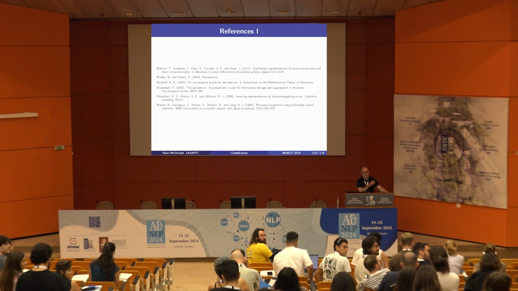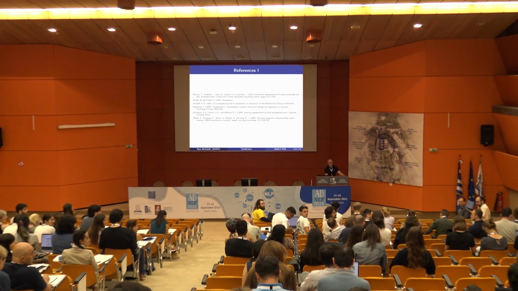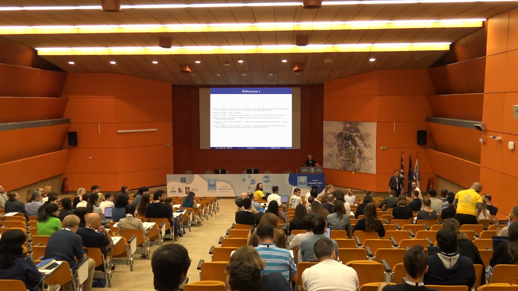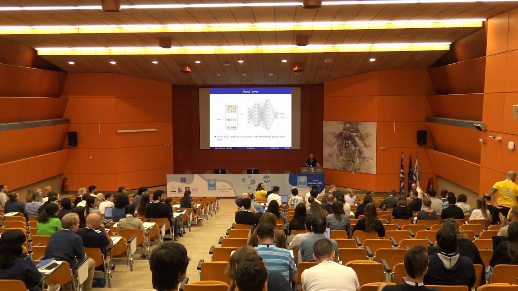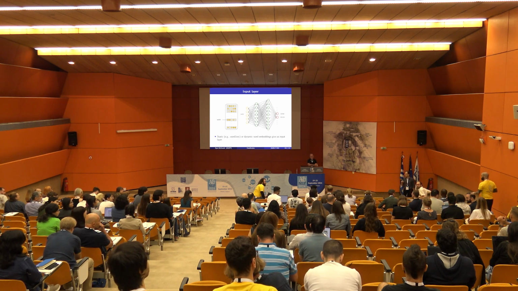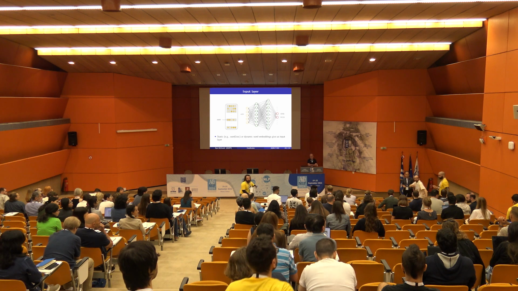So I have two questions. One's about the Word2Vec. If I understood correctly, after you train, you have a one-to-one mapping from each word to a vector. So what do you do if you get an unseen word at test time?